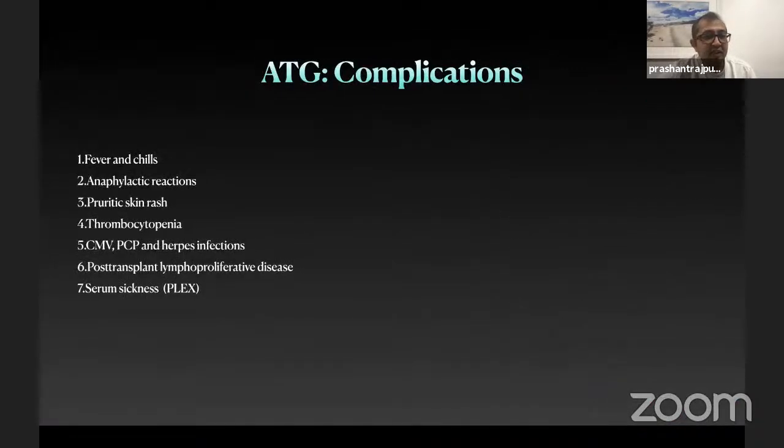Complications of ATG are fever with chills, anaphylactic reactions, thrombocytopenia, and a high risk of developing infections, mainly CMV, PCP, and herpes infections. You have high chances of developing post-transplant lymphoproliferative disorders, and some patients may even get serum sickness.